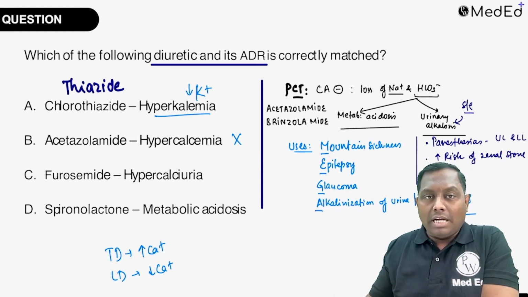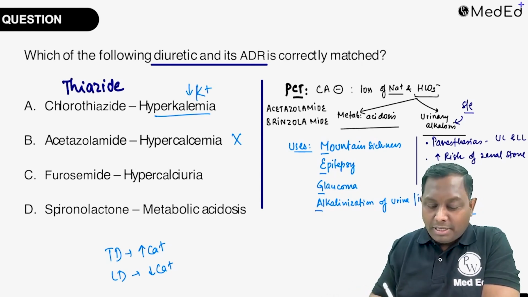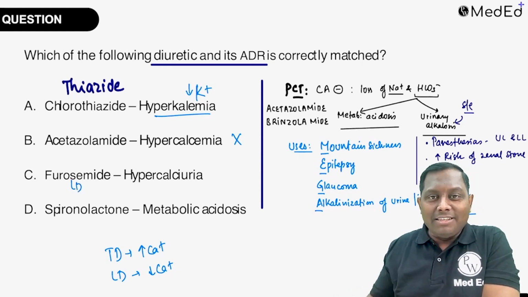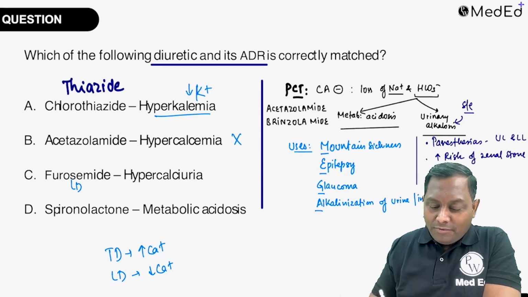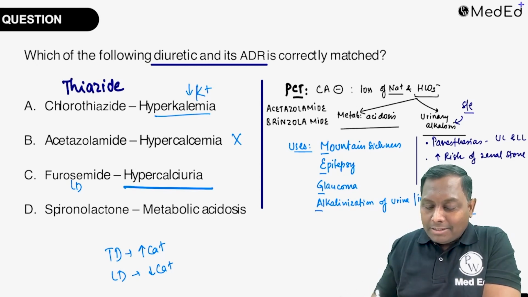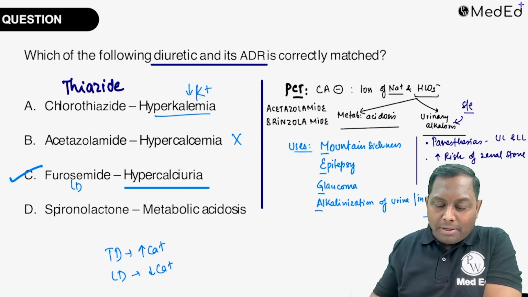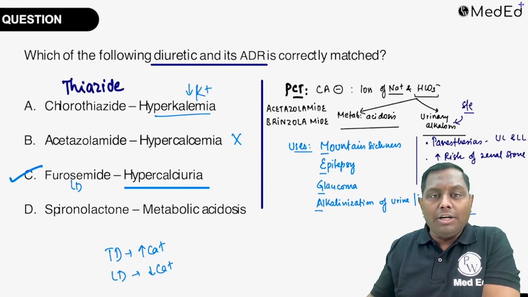Acetazolamide does not cause hypercalcemia. Furosemide is a loop diuretic. Loop loses calcium. Where will they lose it? In the urine. So we call it hypercalciuria. Is spironolactone leading to metabolic acidosis?